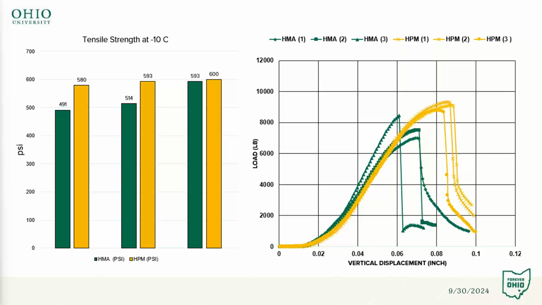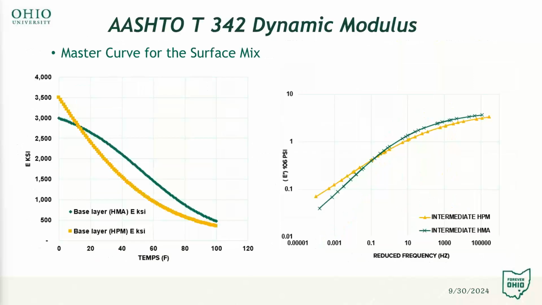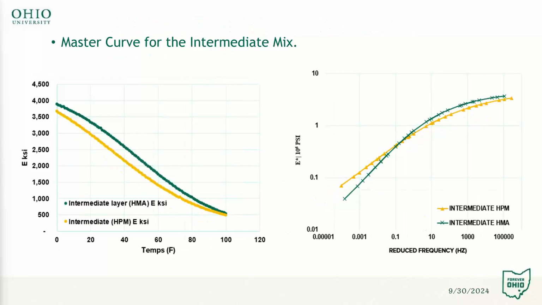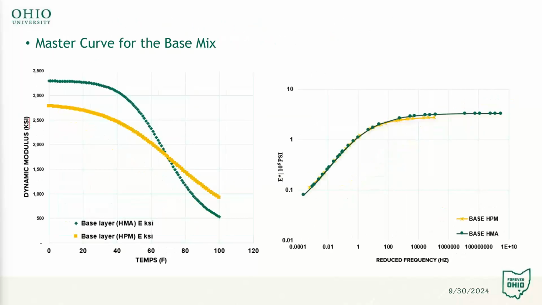Tensile strength testing as well showed the higher strength ratio at minus 10 degrees Celsius for HPM versus HMA. And from all this testing, we conducted the dynamic modulus and built the master curves for the surface mix, the intermediate mix, and the master curve for our base mix, and these were all used in our analysis.